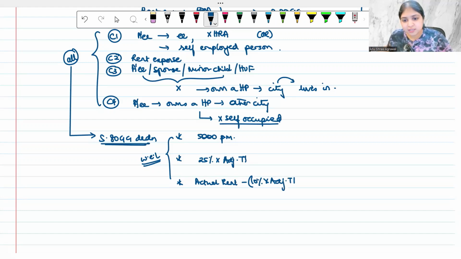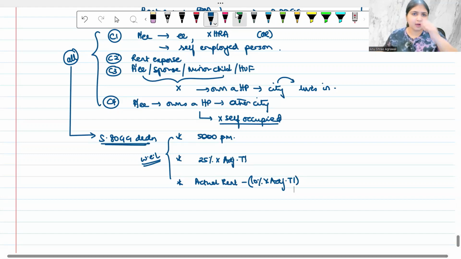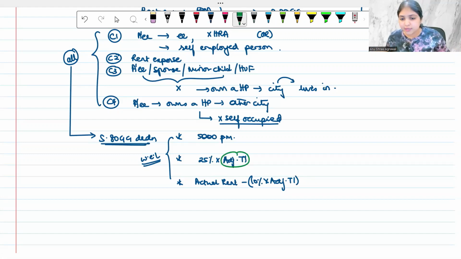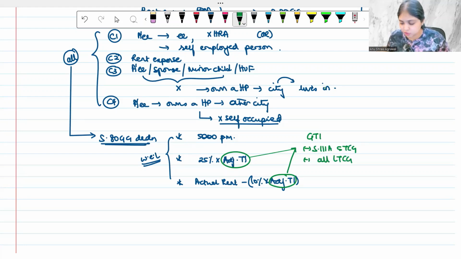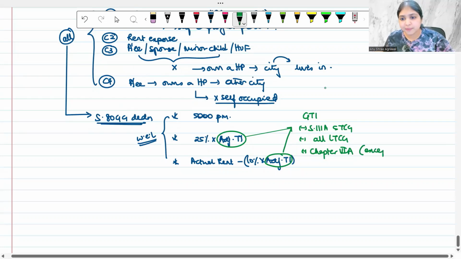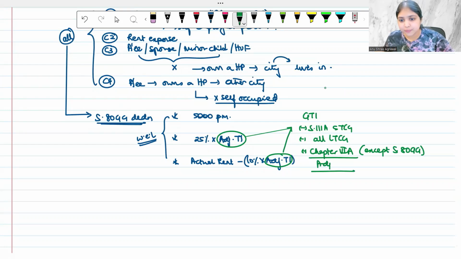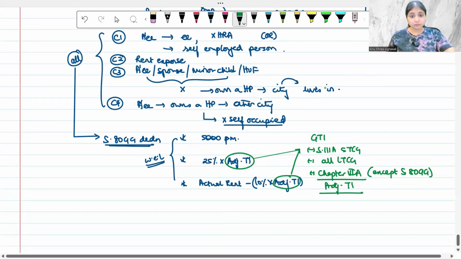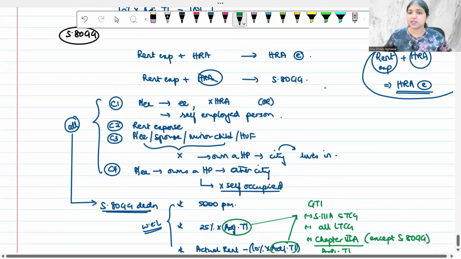Now here, adjusted total income will have a similar meaning to what we saw in 80G also. What is adjusted total income? You'll have to see what's the GTI of the assessee. From that, remove 111A STCG. Also remove all LTCG. Also remove Chapter 6A, all Chapter 6A except section 80GG. The net number that you get will be your adjusted total income. This is section 80GG. That's all.